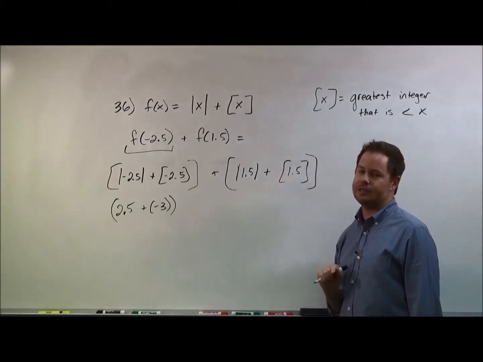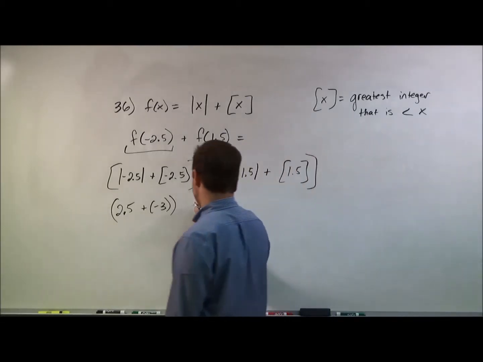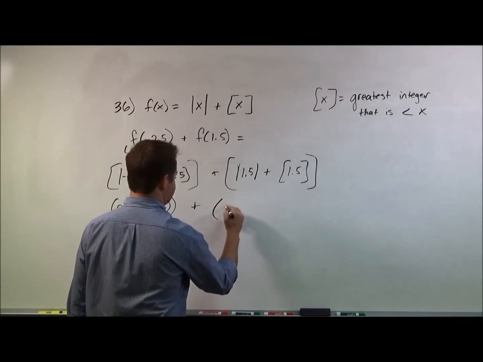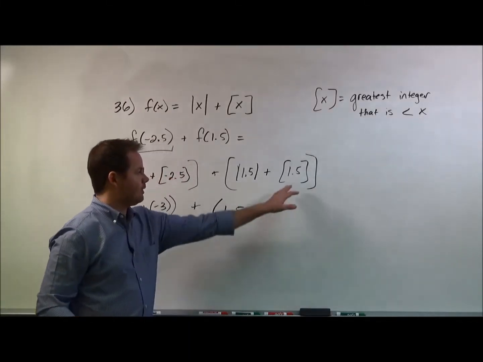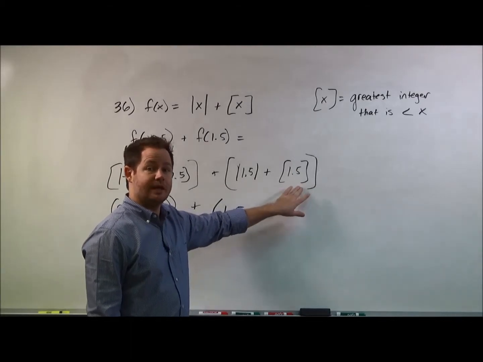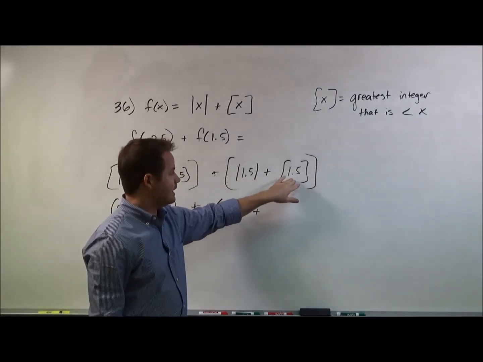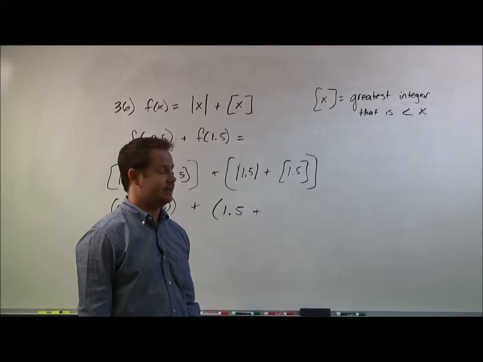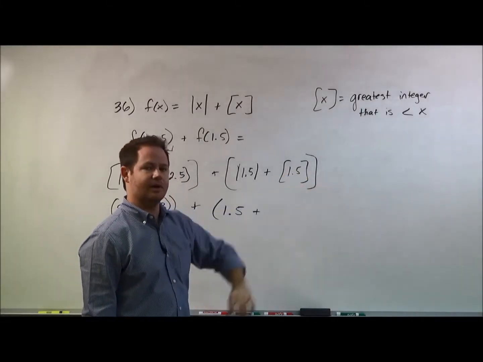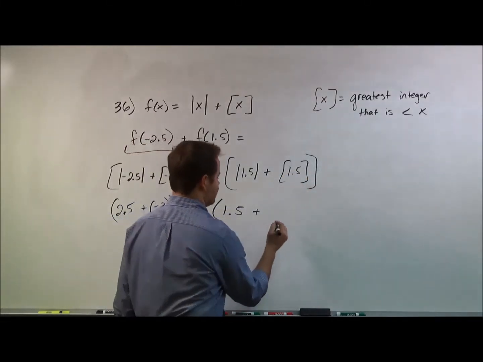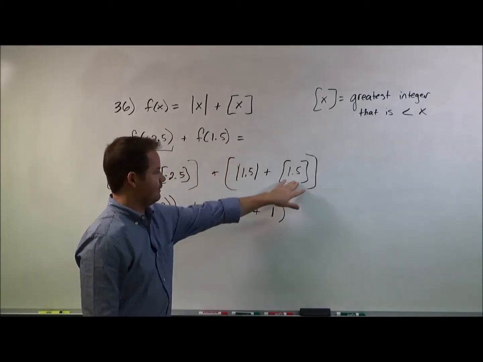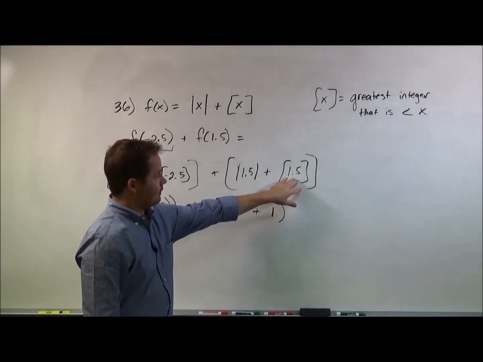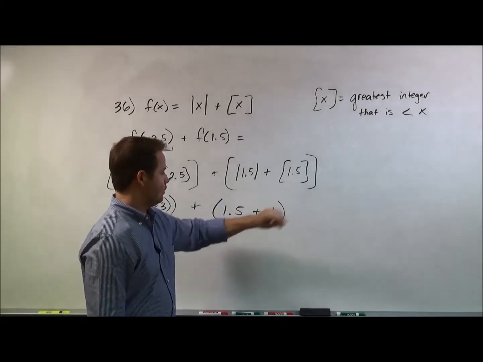And let's try the same thing over here. So hopefully we know absolute value of 1.5 will be just 1.5. So now we want to ask ourselves, what is the greatest integer that is less than 1.5? And hopefully when we look at that, if we think about where it is on a number line, the greatest integer less than that will just be 1. And so that's what we'll have as our value in place of the bracketed 1.5.